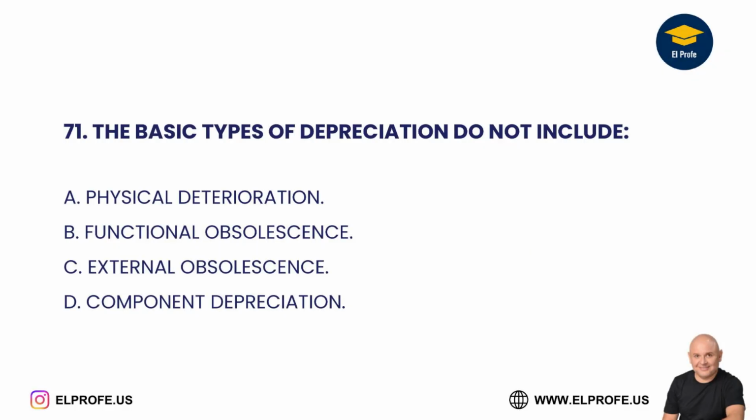71. The basic types of depreciation do not include, so which one is not included? Physical deterioration. That is a type of depreciation. Functional obsolescence. That is a type of depreciation. External obsolescence. That is a type of depreciation too. Therefore, the one that is not included is component depreciation. You must memorize the 3 types of depreciation: physical deterioration, functional obsolescence, and external obsolescence.